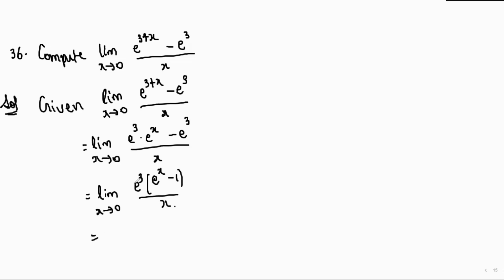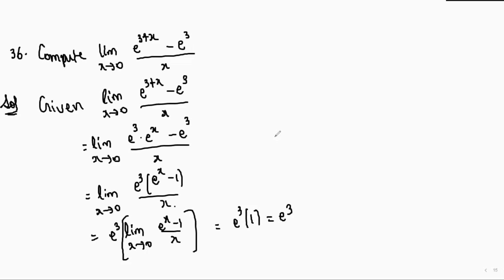So e^3 is a constant, so I bring it out. The limit as x tends to 0 of (e^x minus 1) by x is a standard limit whose value is 1. So e cubed into 1. The answer is e cubed.